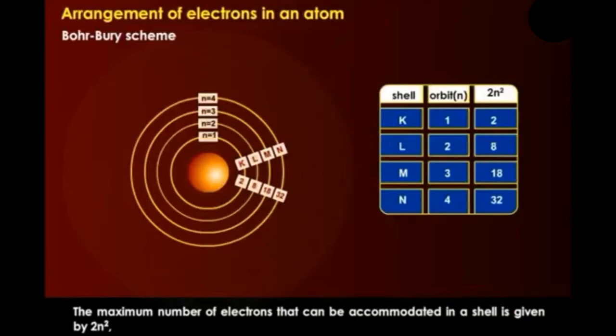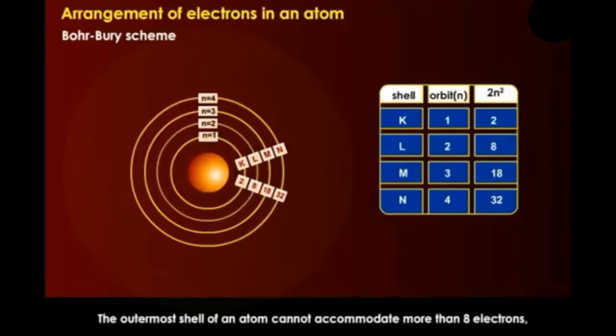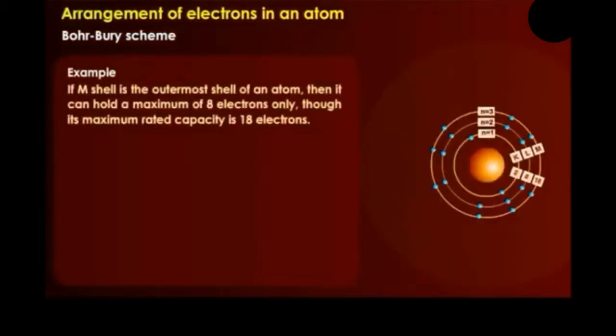The maximum number of electrons that can be accommodated in a shell is given by 2n square, where n is the shell number. The outermost shell of an atom cannot accommodate more than 8 electrons, even though it may have the capacity to hold more. For example, if M shell is the outermost shell of an atom, then it can hold a maximum of 8 electrons, though its maximum capacity is 18 electrons.